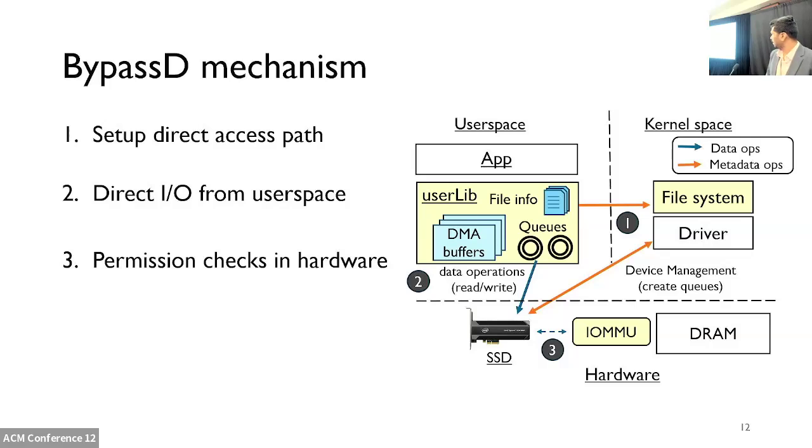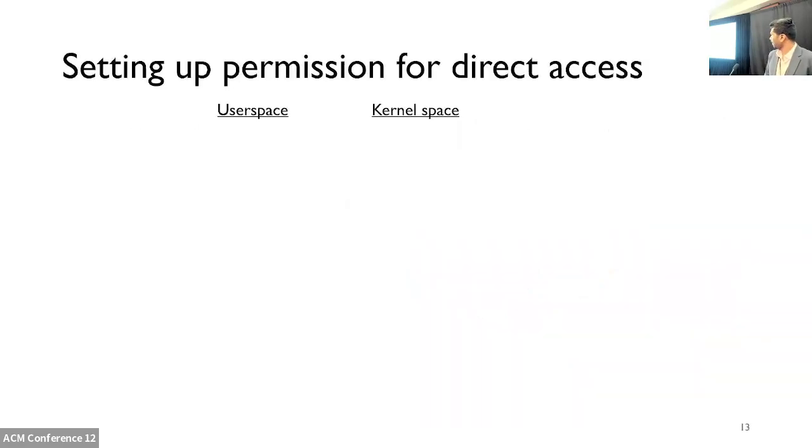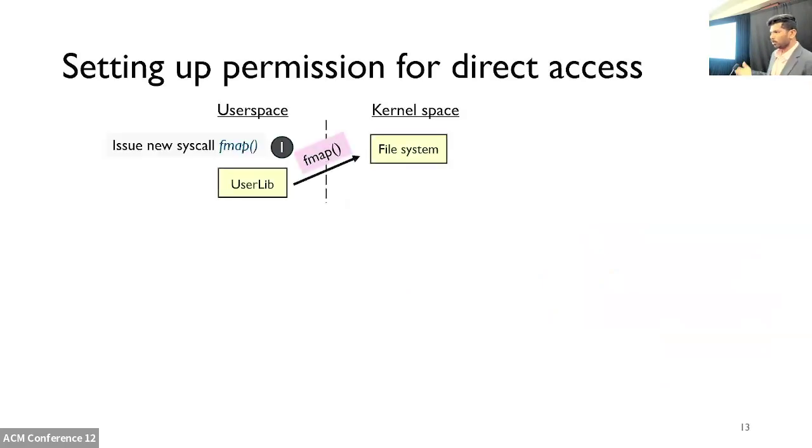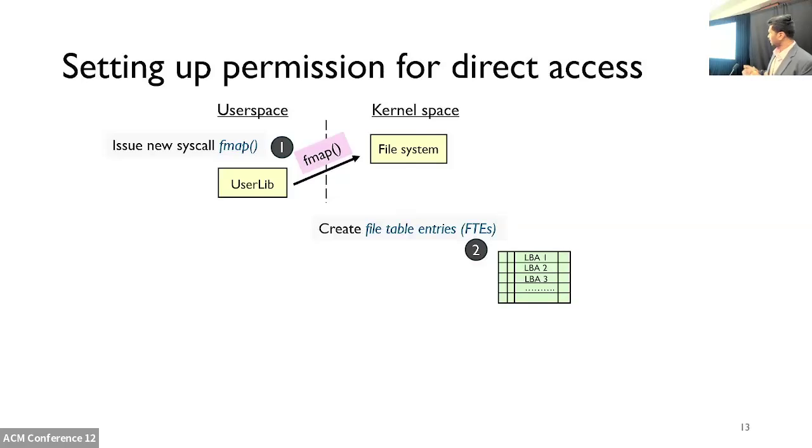Let's go deeper into each of these steps. I said that we have to set up permission. In BypassD, we propose a new system call called fmap. The key idea here is that the application expresses intent to access the file directly. So it's saying to the kernel, hey, I want to access this file directly. When it does this, what the kernel does is create this new thing we call the file table entries.